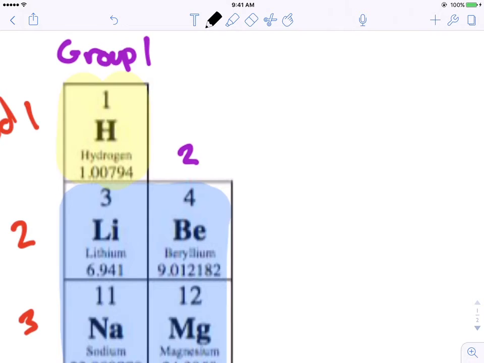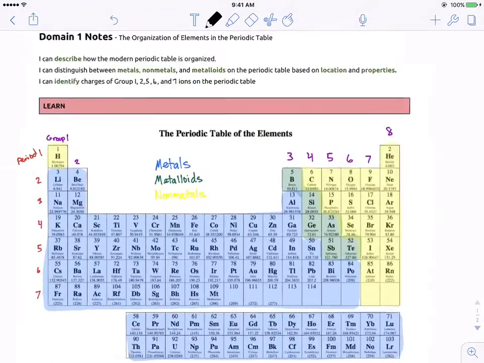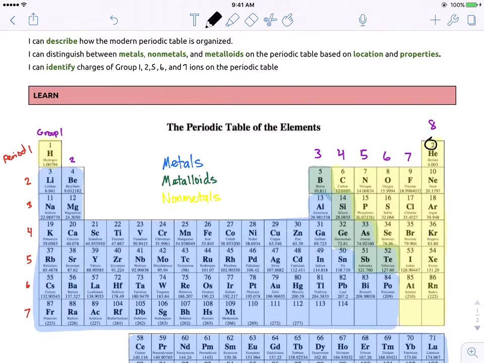So the periodic table is organized by atomic number. And if you remember, if I zoom in here, hydrogen has an atomic number of 1. And if you read from left to right, see helium on the right has an atomic number of 2. Start back on this row, lithium has an atomic number of 3. Next, beryllium has an atomic number of 4.